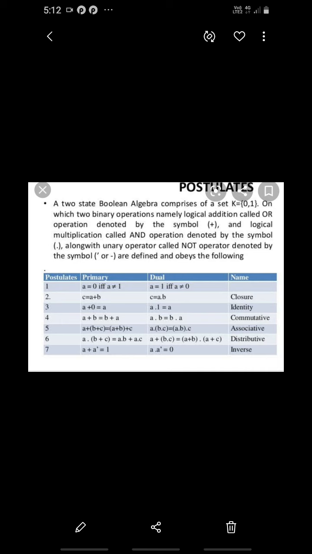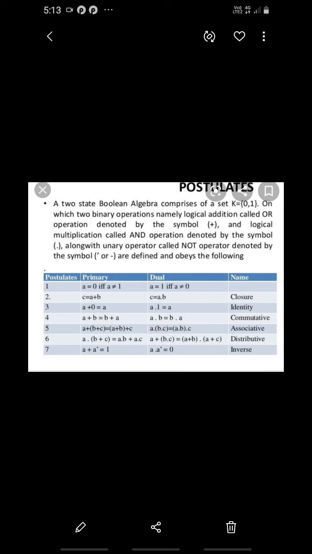The most commonly used postulates to formulate various algebraic structures are as follows. Here in the given table are the postulates, their primary and dual forms, and names. First postulate: A is equal to 0 if A is not equal to 1. In the dual form, A is equal to 1 if A is not equal to 0.